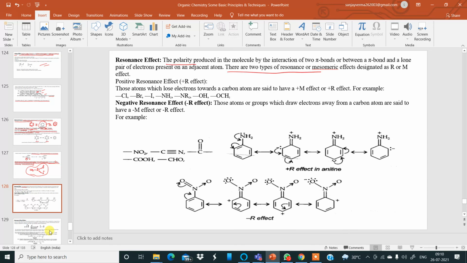There are two types, plus M and minus M. Groups exhibiting plus M effect, examples are here. Minus M effect groups, examples are here. One example for aniline I have given over here. For the plus R effect and minus R effect, I have taken nitrobenzene, and the plus R effect of aniline.